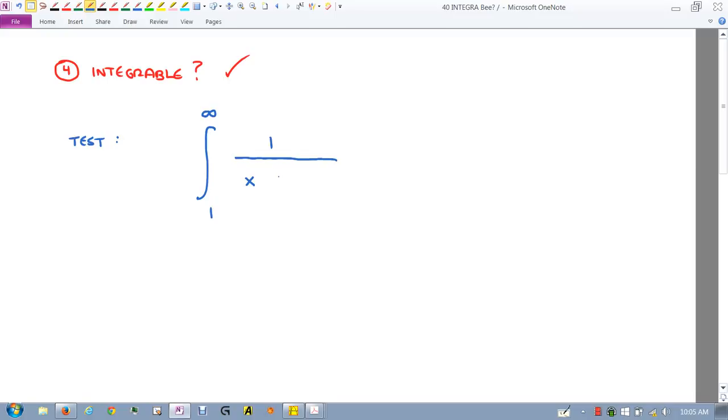The fourth condition, integrable. Yes, because I'm about to integrate it. So here's the actual test. Integral 1 to infinity, 1 over x natural log x squared dx. It was 2, sorry, thank you. It was 2. Yeah, the original sum was at 2.